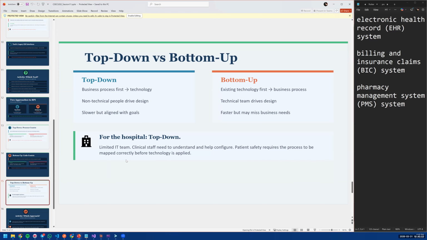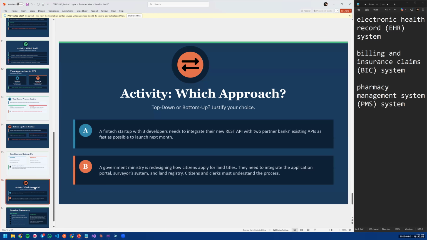Okay. Let's take a look at this activity here so that we can try to solidify the idea. Okay, so we're going to go through two quick scenarios. And you're going to tell me which approach you use in this case and why.